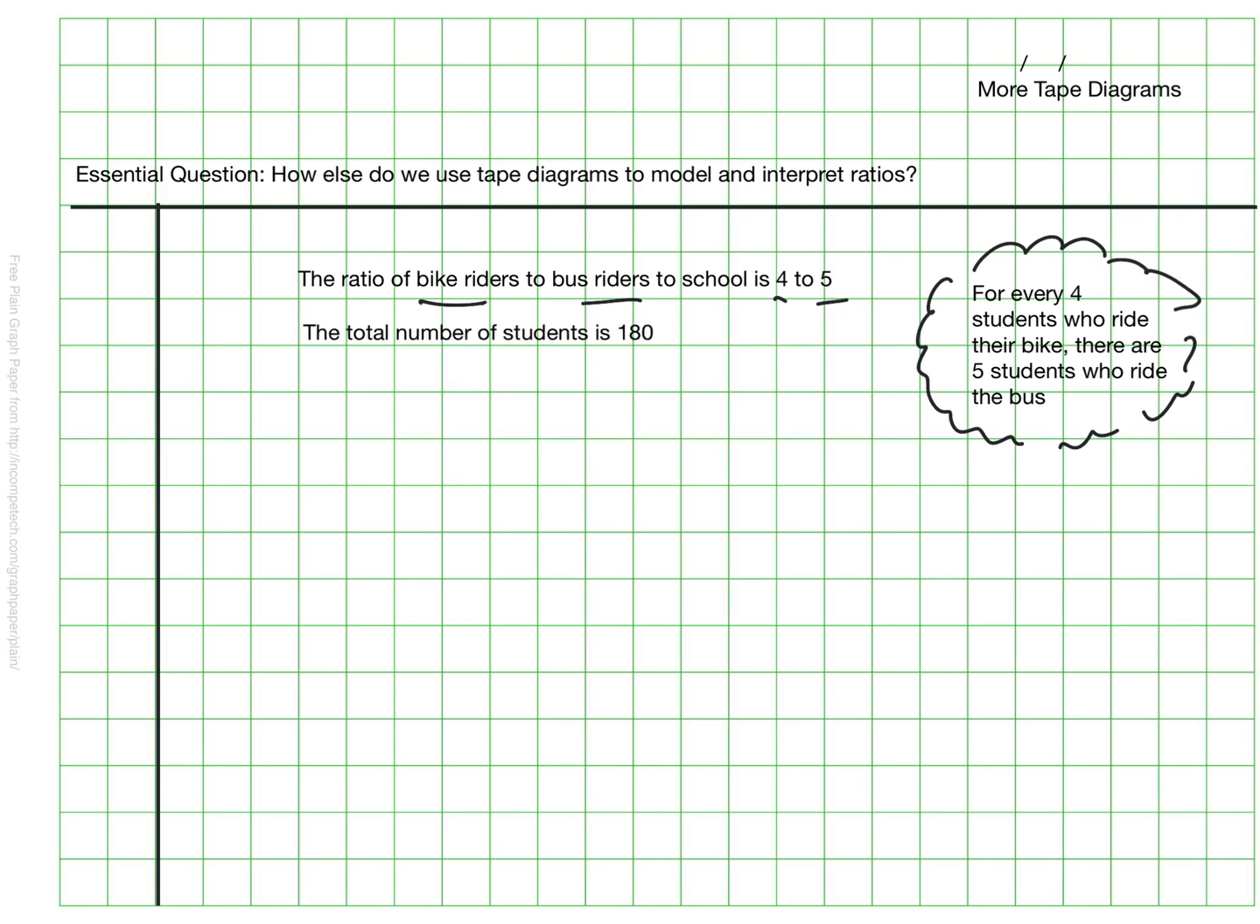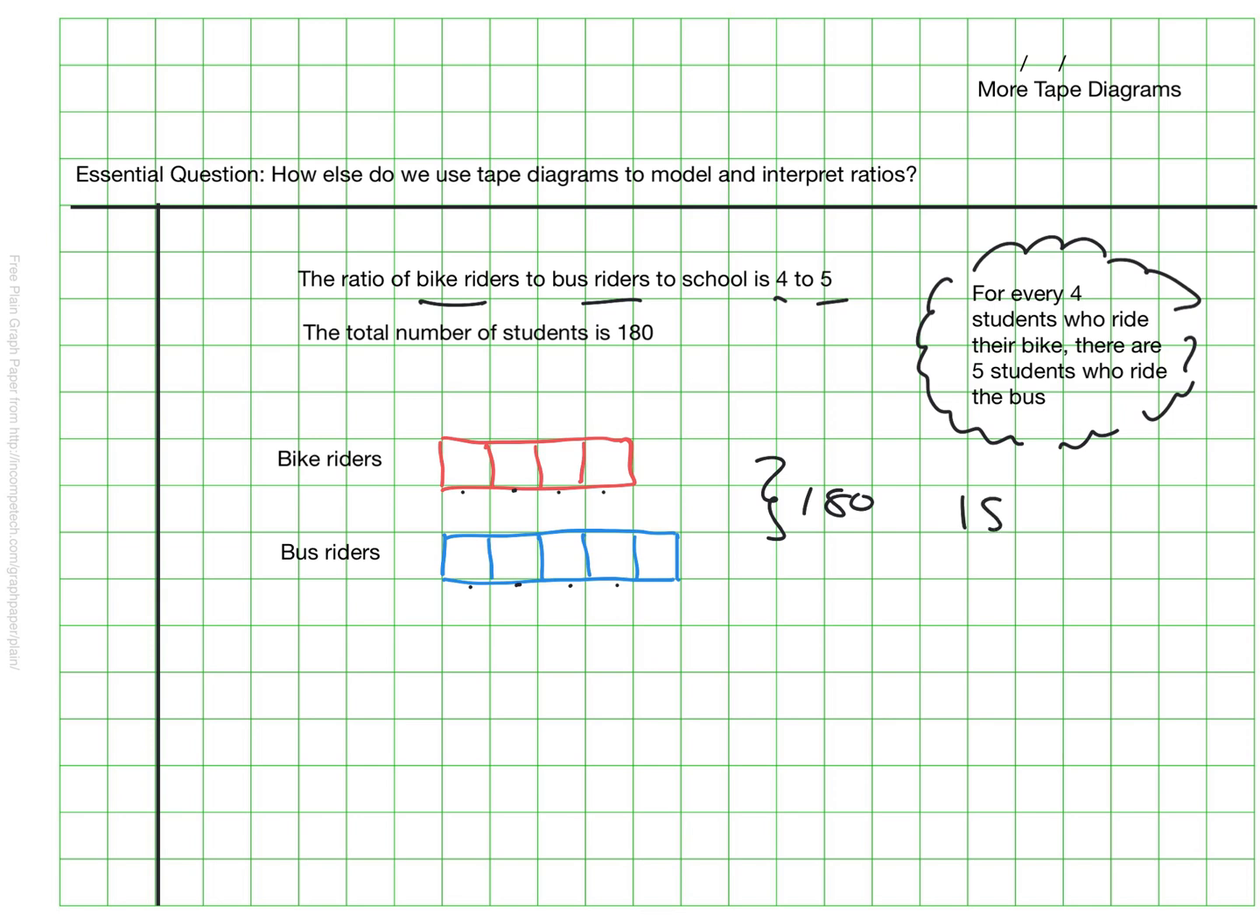In fact, let's say the total number of students is 180, much more than the 9 represented in my ratio. But I can use a tape diagram to model this information. So for the bike riders, I can use 4 blocks, and I'll use 5 blocks for the bus riders. And I know that this represents, at the moment, 180 students, but I know that there are 4 plus 5. There are 9 boxes.